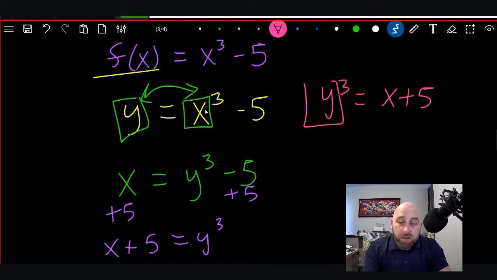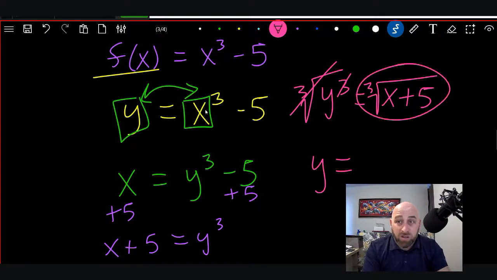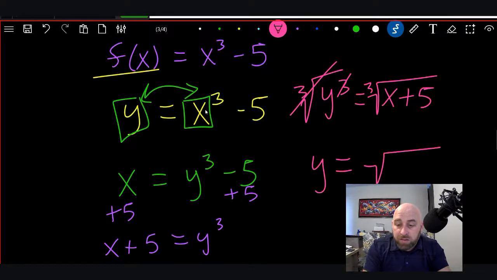Now, remember, my goal is to get the y by itself. So I'm going to cube root both sides. That is going to cancel that out, and I'm going to get y equals this. Can I solve that? I can't. I just get the cube root of x plus 5. Now, believe it or not, I'm done.